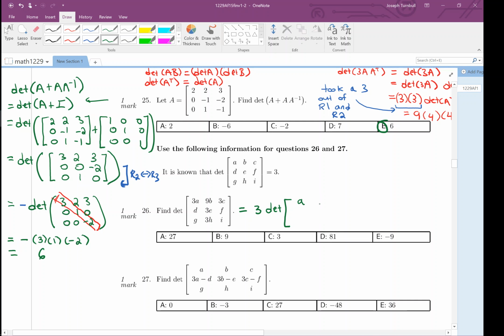And then the determinant is 3 times the determinant of A, B, C. So I divided each of the entries by 3 and put the 3 out front. D, E, F did not change. It did not change row 2, only changed row 1.